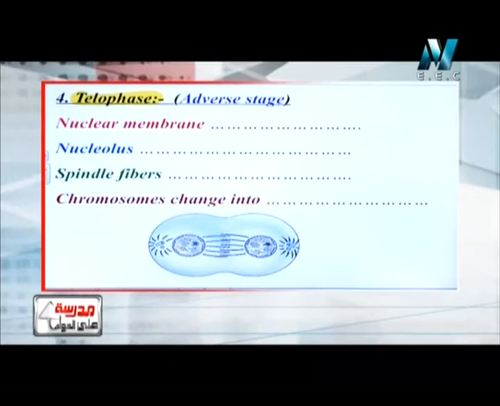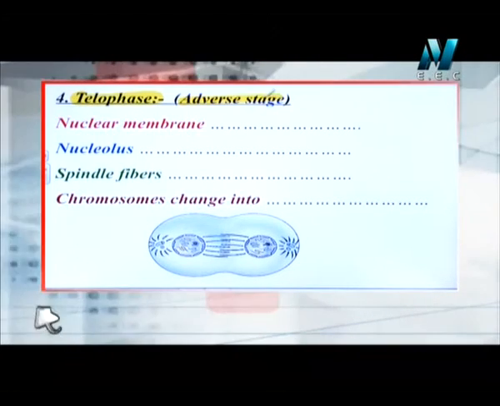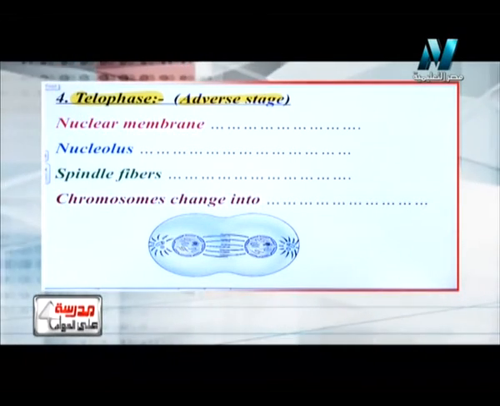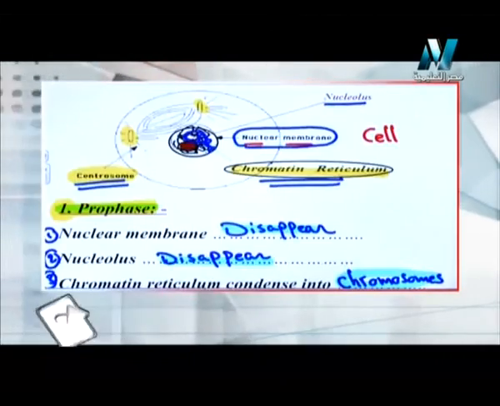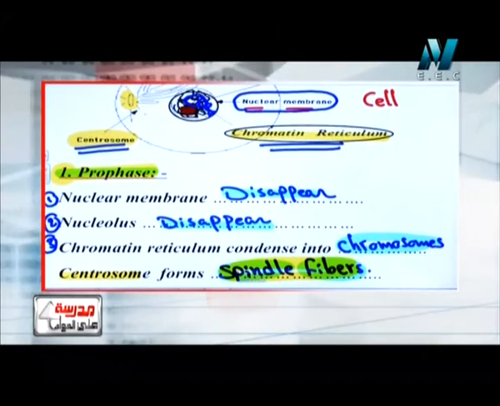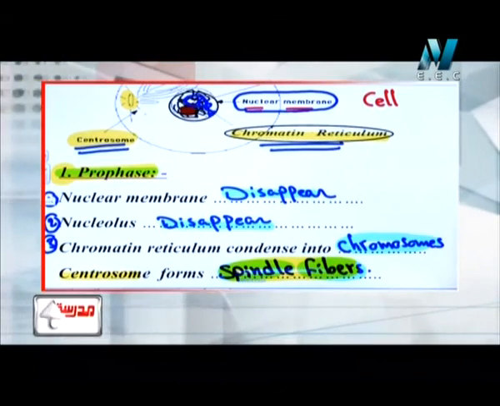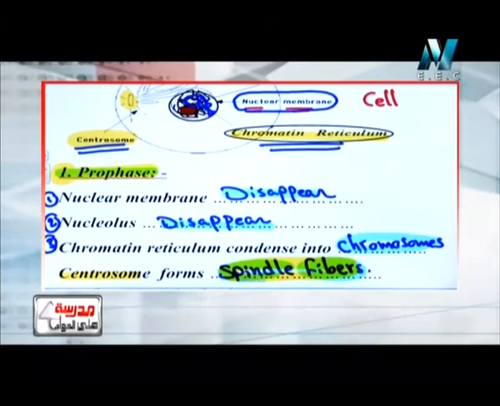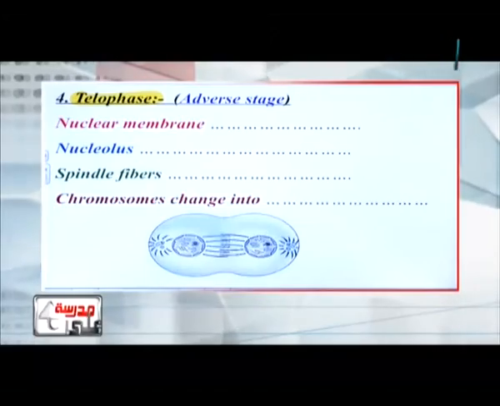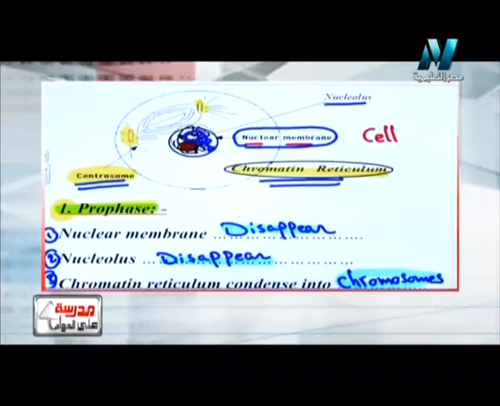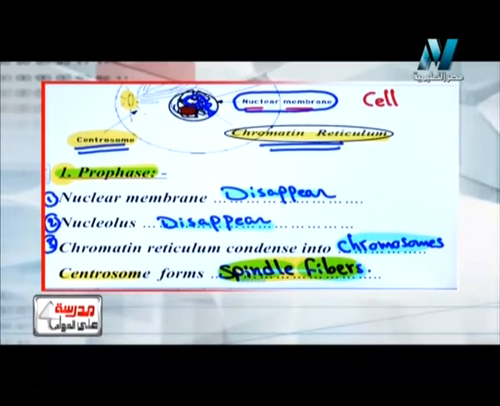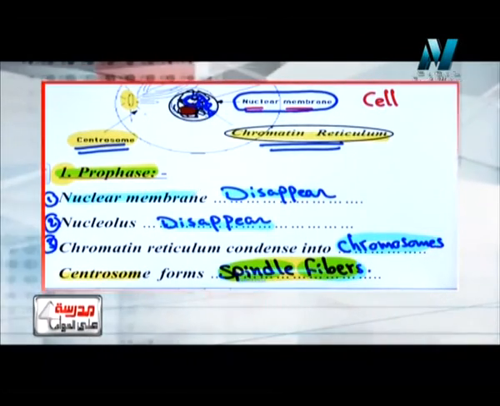Telophase as the adverse stage. Adverse means opposite. Opposite of which stage? The first step is what? Prophase. The telophase is the adverse stage because all the things that disappeared will appear here. Everything we said disappeared in prophase will appear. We said for number 1, nuclear membrane what?